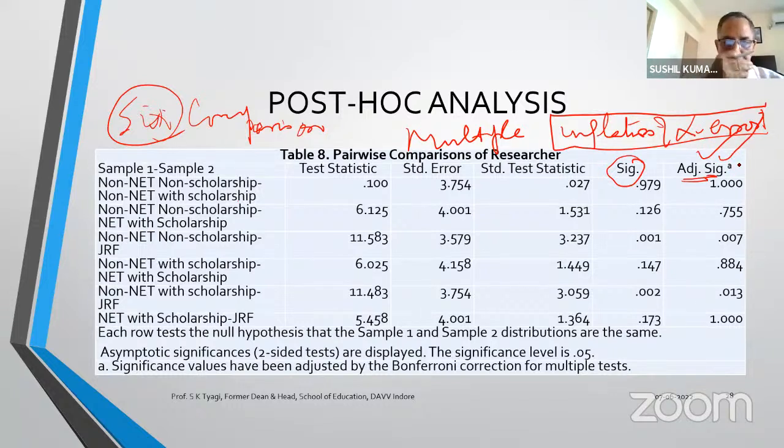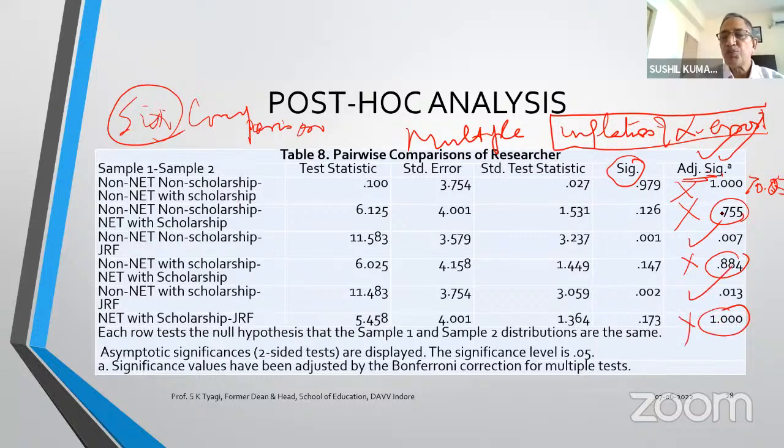Now this is the first pair. The p value is greater than 0.05, so not significant. This is also not significant. This is significant. Not significant. Significant. Not significant. So in 2 pairs, you have significant differences. Non-NET non-scholarship and NET with scholarship: these 2 groups differ in their performance. And non-NET with scholarship and JRF, they differ. And the same thing is shown here.